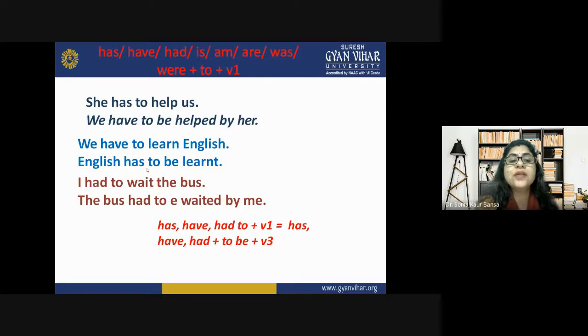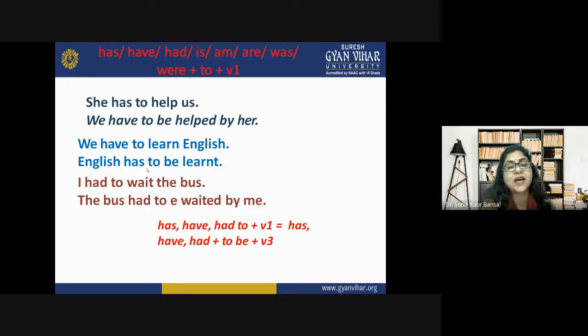We have to learn English. There is one object, but how are we going to change it? So, English has to be learnt, and there is no need to use by us. We are leaving it because when we say English has to be learnt, it is simply understood. I had to wait for the bus. The bus had to wait by me, or it must be awaited.